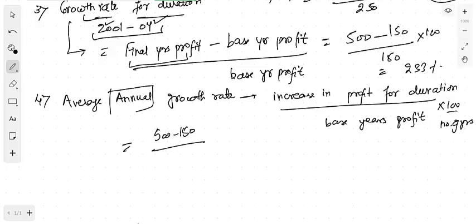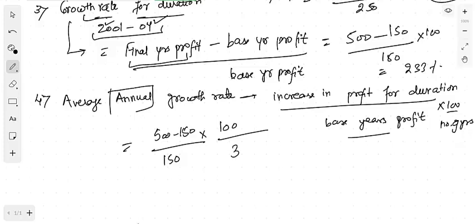Sorry, I forgot to write that. This is increase in profit for duration divided by base year's profit into 100 divided by number of years. So increase in profit for duration will be 500 minus 150, divided by base year's profit, which is 150, into 100 divided by number of years, nothing but 3.